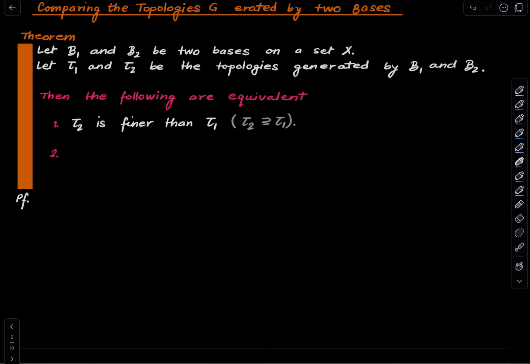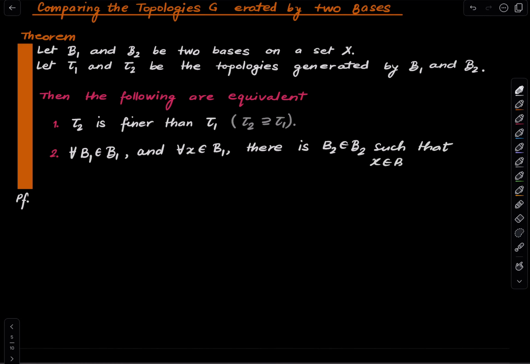And the second statement is that, I'll write something and then I'll say a colloquial or maybe a more informative version. For each B1 in script B1 and for each x in B1, there is B2 in script B2 such that x is in B2 and B2 is contained in B1.